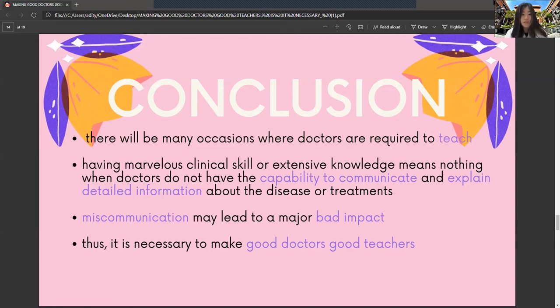Through good communication skills, the patient will be more open about their history of disease and receive more sense of comfort in order to reduce any negative thoughts due to the illness or complications they suffer from. And without having a good teacher's competence, which is the communication skills, miscommunication may occur. It may seem like a simple problem, but it may actually have a major bad impact. The patient may give complaints to the doctor, which might lead to conflicts and also bad reputation about the doctor's unprofessional behavior. And this is why, as a doctor, it is necessary to become a good teacher equipped with good communication skill to provide a clear explanation to the patients.